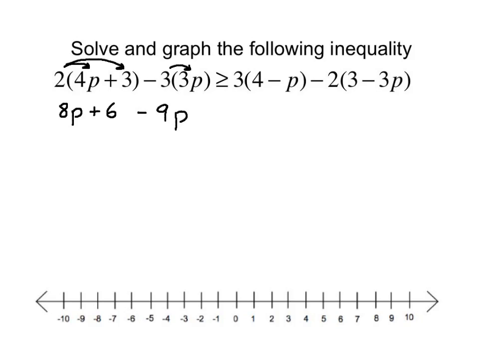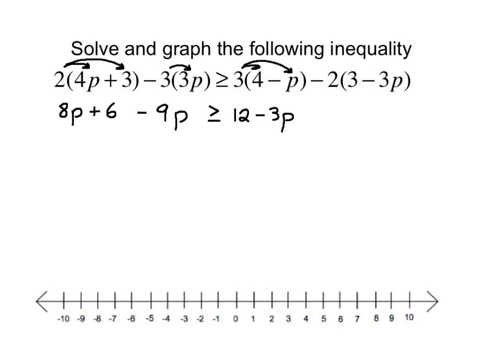We still have that inequality sign, and since it's pointed to the right, it looks like a greater than, and that bar underneath means greater than or equal to. I can now distribute the 3 across the parentheses. So 3 times 4, that's going to give me 12, and 3 times the negative p is negative 3p.